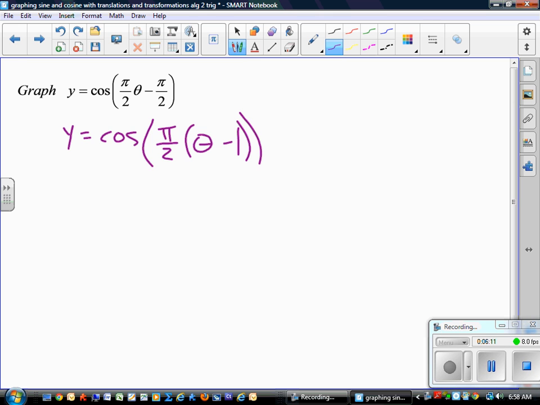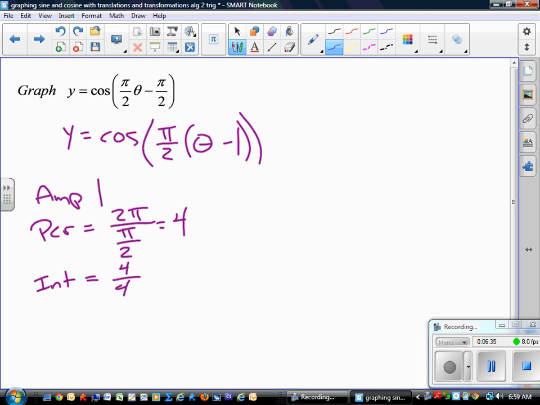So now amplitude, once again, is 1. Period equals 2 pi over my k value, and k is pi over 2. So that's just 4. I have intervals equal to 4 divided by 4, which is equal to 1. And I have a phase shift of 1 to the right.